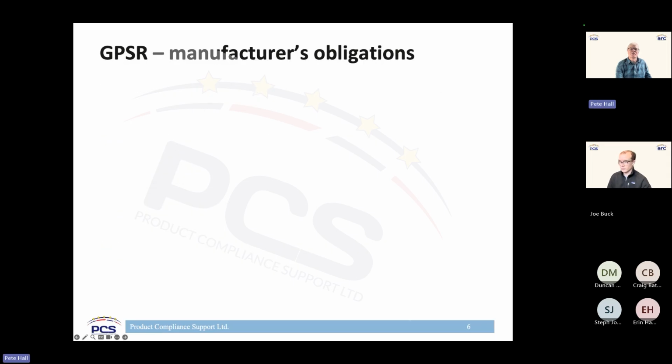So that's the general safety requirement. The manufacturer's obligations. So the manufacturer is the main economic operator. They're the economic operator with the most responsibility for products. And the GPSR has a list of obligations for them.